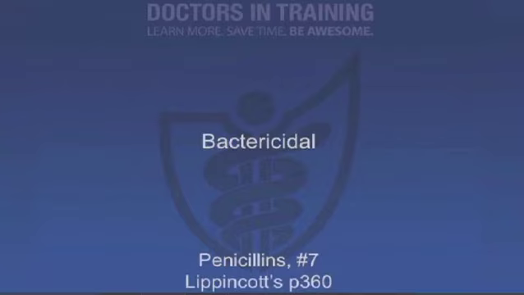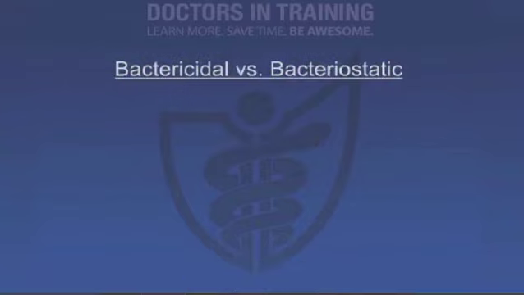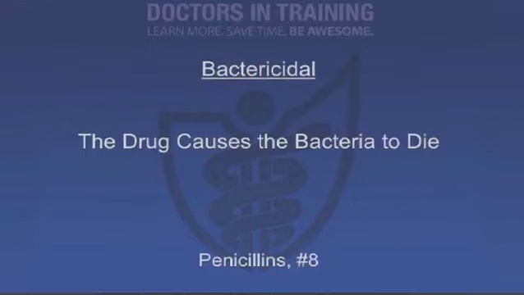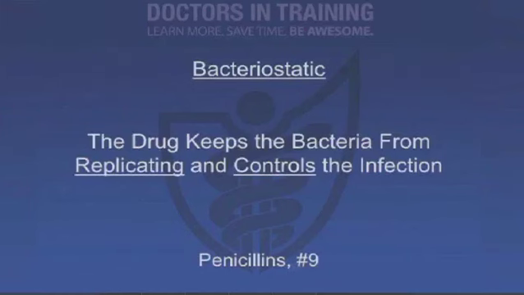And let's discuss for a second bactericidal versus bacteriostatic. You'll hear me talk about these characteristics as we go through the different antibacterial agents. Bactericidal means that the drug causes the bacteria to die. Bacteriostatic means that the drug keeps the bacteria from replicating, and so it suppresses or controls the infection and allows the host immune system to then clear up that infection. And so those are the two mechanisms of action that these drugs will have.